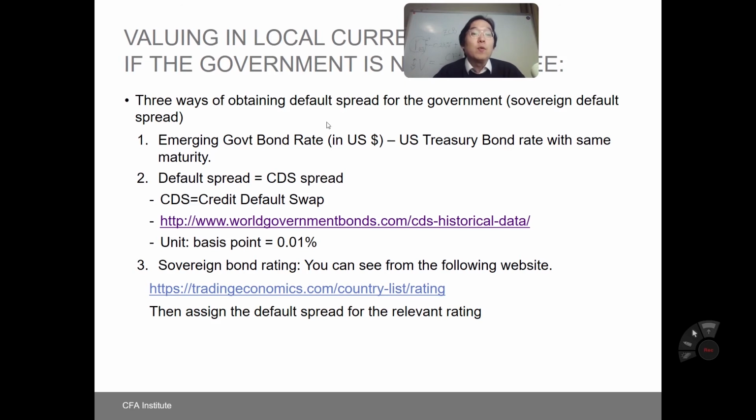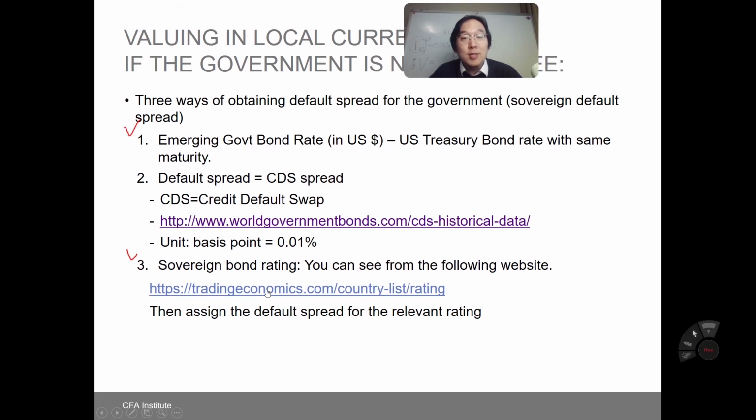So number one over here, emerging market governments' bond rating, has been there for many decades. And number three also, sovereign bond rating. Emerging market government bond rating and sovereign bond rating are good information. They have been there as an information source for default spread. You can see them on the following website, tradingeconomics.com. Let me go there with you, and then assign the default spread for the relevant rating.